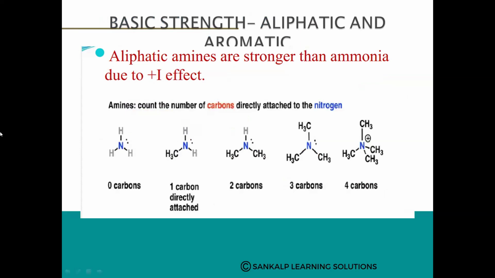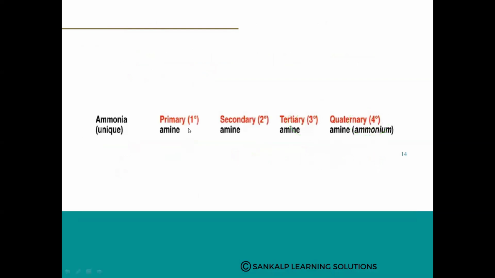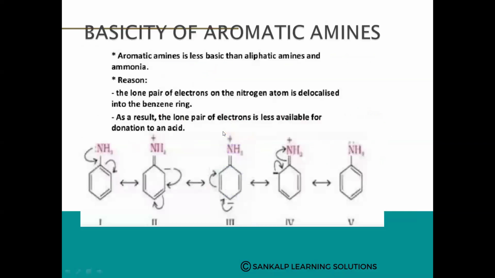Aliphatic amines are stronger bases than ammonia due to the +I effect. Count the number of carbon atoms directly attached to the nitrogen. Here, in ammonia, there is no carbon atom, so zero. Here two carbon atoms, here three, and here four. So these are the numbers of carbon atoms attached: ammonia, primary amine, secondary amine, tertiary amine, and quaternary ammonium salt.